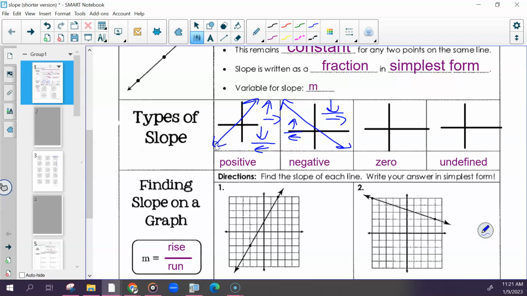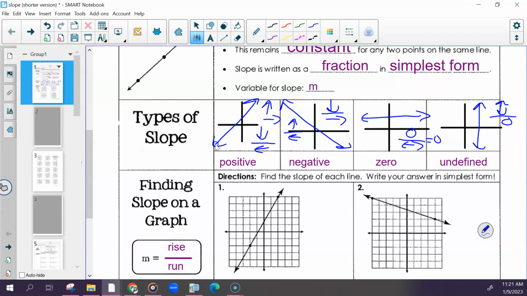For 0, you're going to have a straight horizontal line. That was somewhat straightforward. Where we don't have a vertical change at all, so we can say that's 0, over some horizontal change. But 0 divided by anything is what? 0. And then undefined is the opposite, where we have a straight vertical line somewhere. Where we now have a vertical change, but don't have a horizontal change.